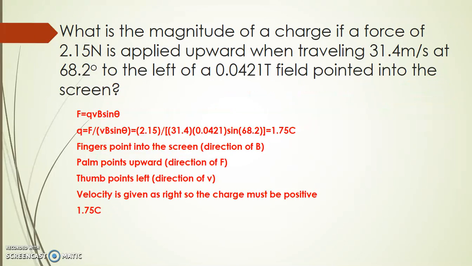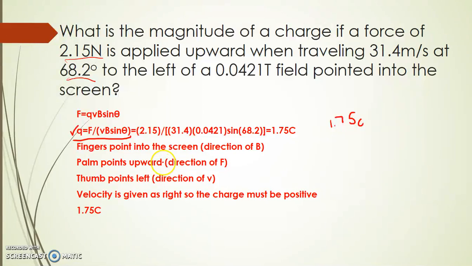What is the magnitude of a charge if a force of 2.15 newtons is applied upward when traveling 31.4 meters per second at 68.2 degrees to the left of a 0.0421 Tesla field pointed into the screen? So first we're going to find the charge here. So we're going to rewrite the equation. 2.15, which is given to us in the problem, of the force divided by the product of 31.4 times 0.0421 times sine 68.2. Again, given to us in the problem, we should get 1.75 coulombs as the charge.